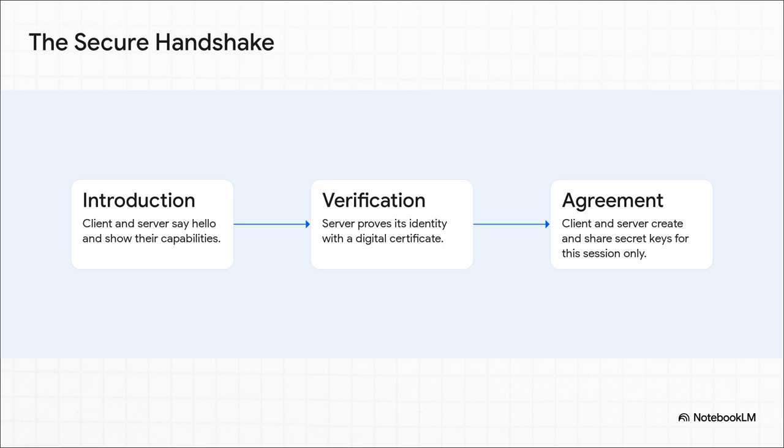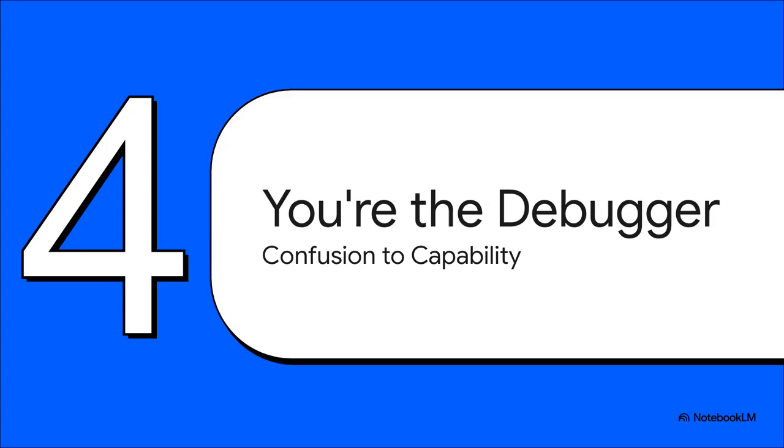Before any of your real data gets exchanged, the browser and the server do this really quick three-step dance. First, they say hello and check what they're both capable of. Then, the server proves it is who it says it is by showing its ID card. That's the digital certificate. And finally, they both agree on a secret code, a set of encryption keys, that they'll use only for this one conversation. This whole process is what puts the S for secure in HTTPS. And just like that, we've traced the entire journey. By understanding these invisible steps, you've basically transformed those confusing, frustrating error messages into a clear roadmap for debugging.